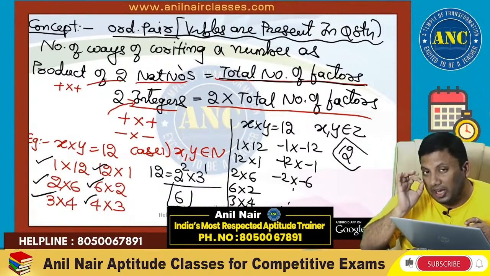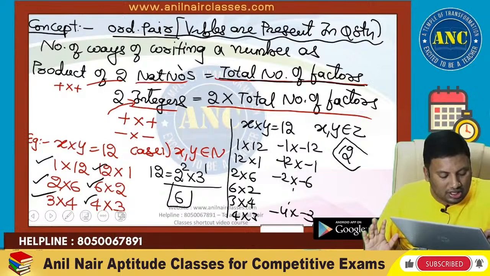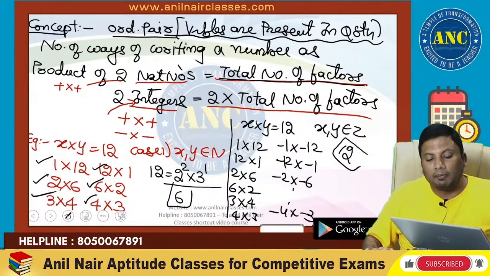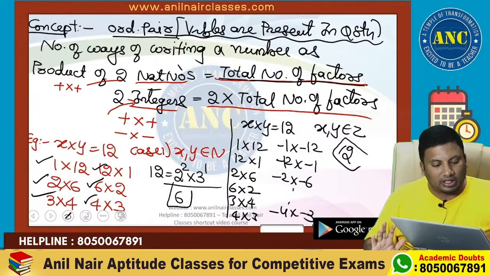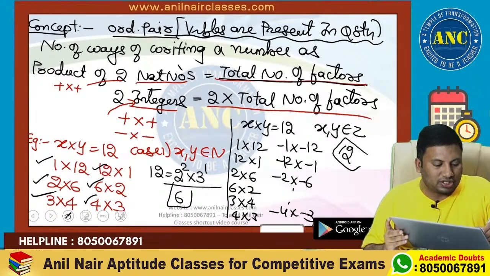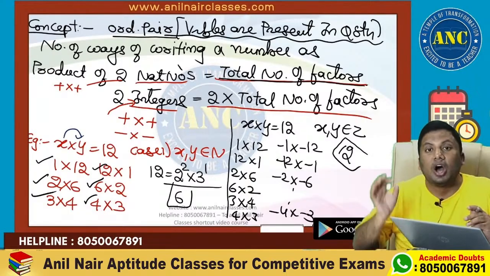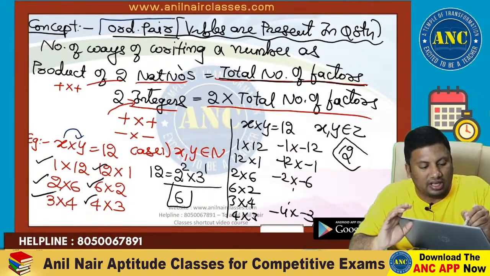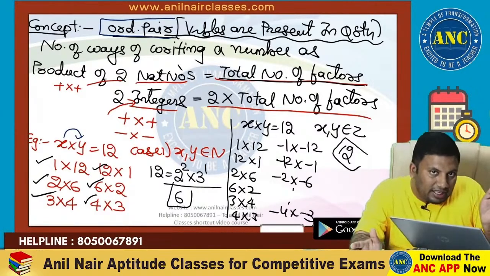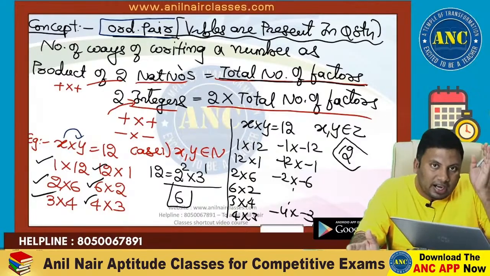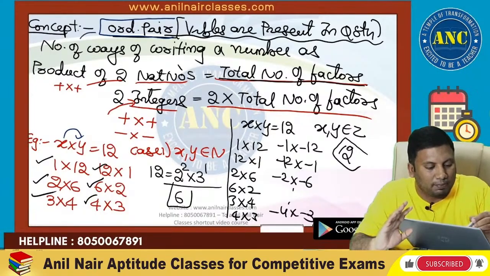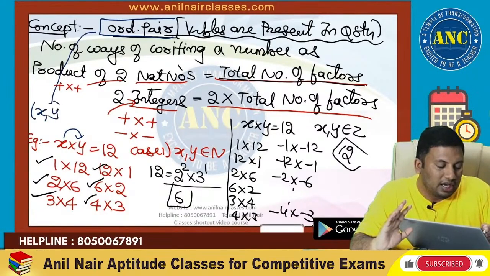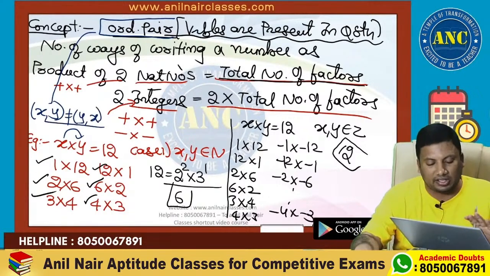This slide is of extreme importance to you, sir. Extremely important slide. Number of ways of writing a number as a product of two natural numbers is the total number of factors. Positive into positive. X and y are variables. Ordered pair means the way in which the variables are written matters. Writing 1 first and then writing 12. Writing 12 first, then writing 1. Order matters. In simple language, for an ordered pair, (x, y) and (y, x) are not equal.